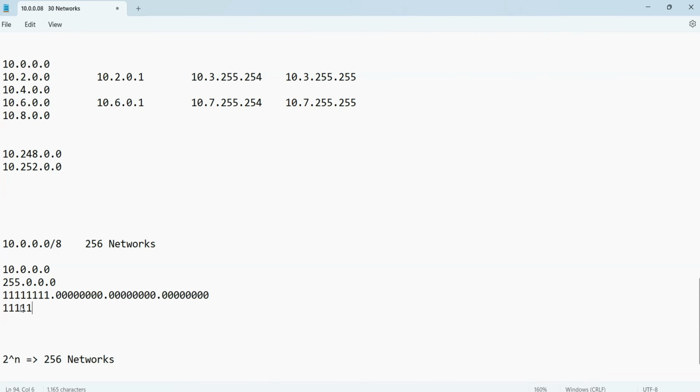Okay. So watch this. How many bits do I have to borrow over here? Well, let's say 2 to the power of what? 2 to the 7 is 128. So I have to borrow 8 bits. And I get what? 256 networks. Look, this is kind of tricky.